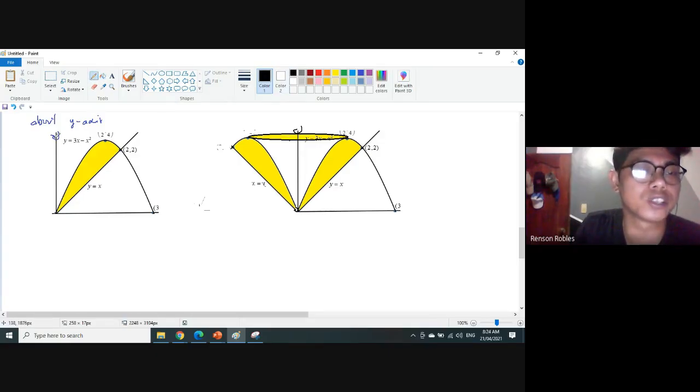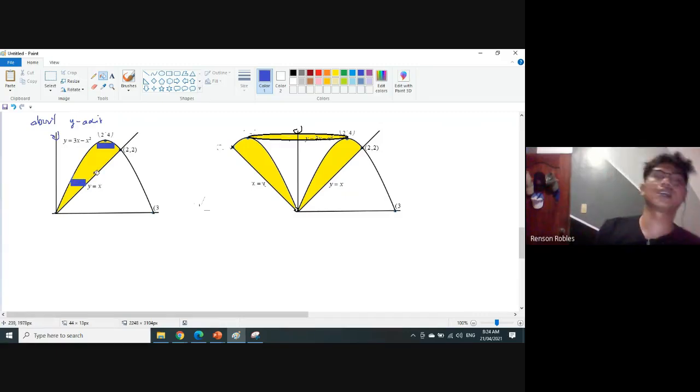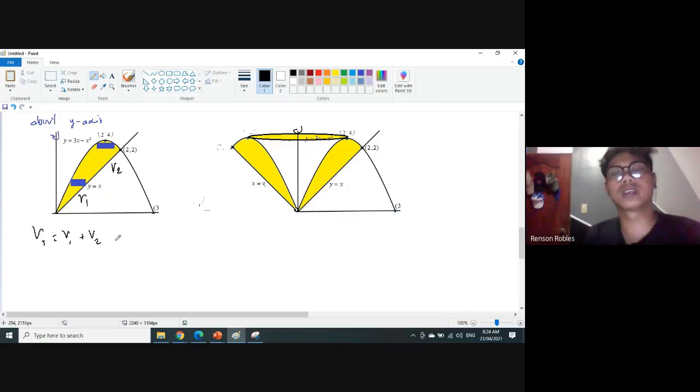The axis of revolution is vertical, so you must use an element that is horizontal, right? But if you use element horizontal, there are two subdivisions. You get it, right? There are two subdivisions because when you do it horizontally, there are two slices. So you will now have V1, V2. And then the total volume is equal to V1 plus V2. Okay? Ito yon.